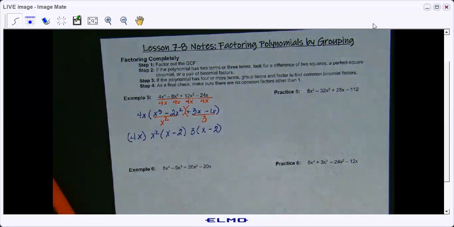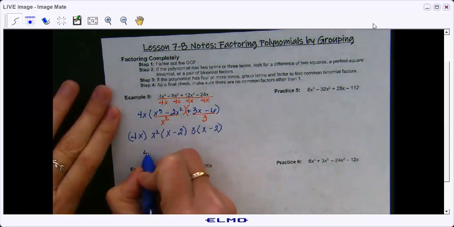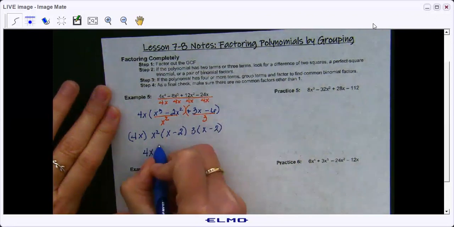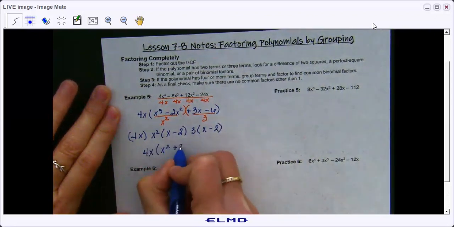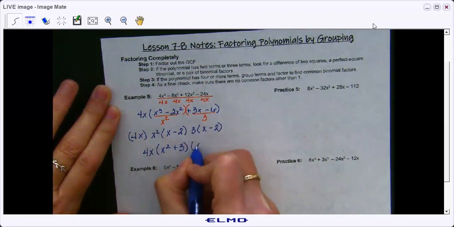Wait, so after you get to there, what do we do with the 4x? We keep it. We just keep bringing it down. Now I'm gonna show you what to do with it. So now 4x goes on the outside of the parenthesis. And you have x squared plus 3 times x minus 2.